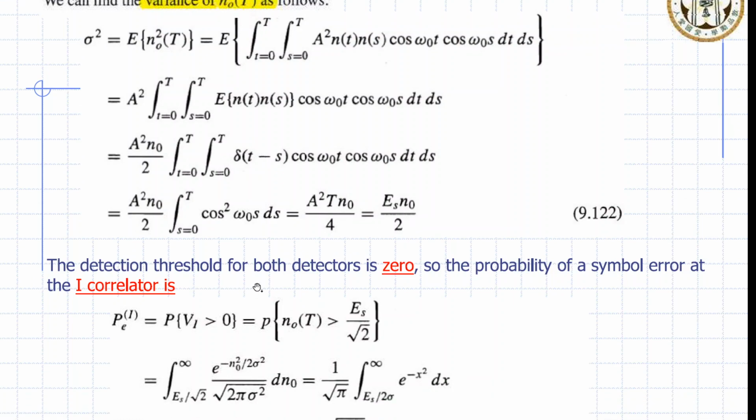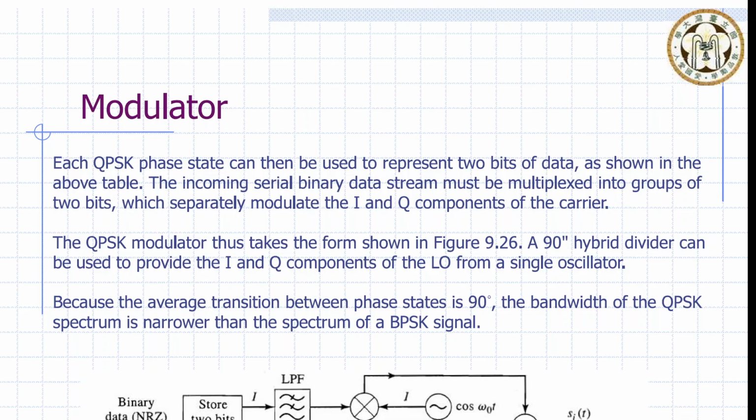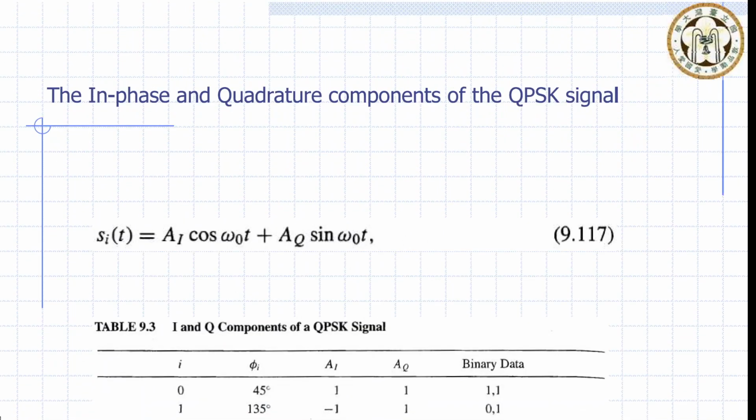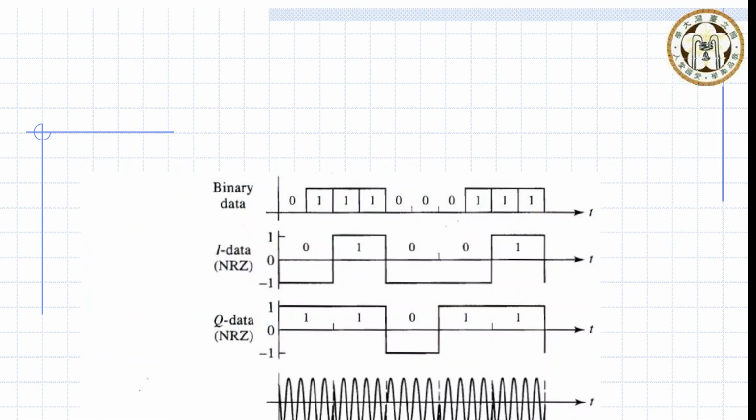Now the detection threshold for both the detectors is 0. So we will consider the probability of symbol error at the I correlator first, the I channel. We are assuming that S1 of T was transmitted. For the I channel, S1 of T is negative, -1, and for the Q channel it is +1. So remember that.